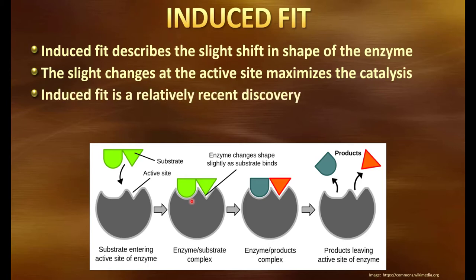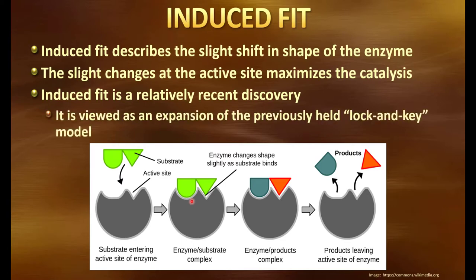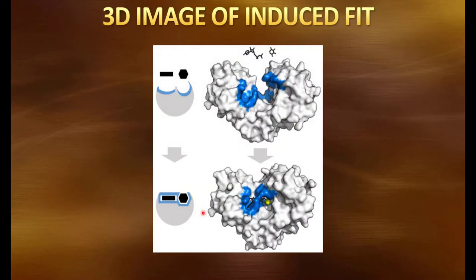Induced fit is a relatively recent discovery. Prior to that, they had the lock and key model. So the lock and key model would have been very similar to this, but it wouldn't have predicted this change in shape right here. We still know that they are very specific, sort of like a lock and key, but once the lock and key fit in there, then that enzyme does change shape just a bit in the induced fit model. This shows us a three-dimensional image of an induced fit. So we have the two substrates coming in.